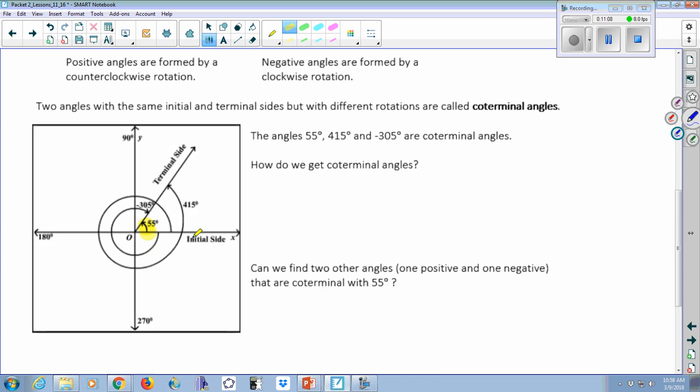Now, if I go the other way, I start here. I'm at negative 90, negative 180, negative 270. And then I add 35 more degrees, negative 305. I'm in exactly the same spot. So all three of those angles are called coterminal. The initial side and the terminal side are exactly the same. It's just you do a different amount of rotations, and sometimes you change the direction of the rotation.